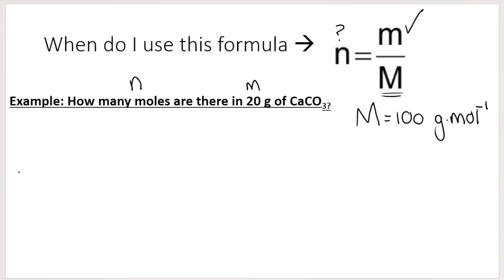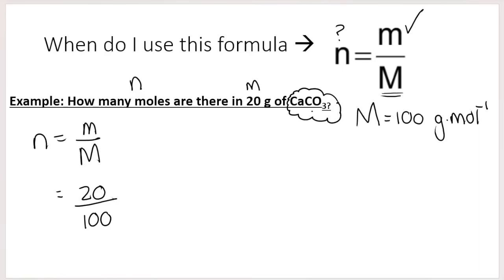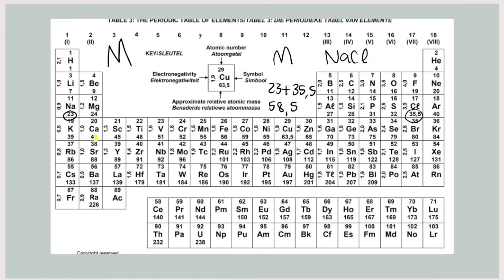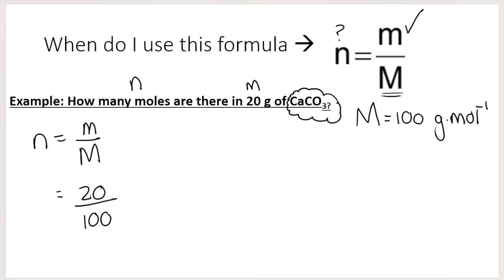So how we answer this question is we write our formula first. Then you substitute in what you're given. We're given mass, so that's 20. We're given molar mass, which is 100. Well, we weren't given 100. We figured it out from the periodic table, but we could do that because we were given the compound. Calcium is 40, carbon is 12, and oxygen is 16, but I need to multiply it by 3 because I have 3 oxygens in my compound. And that leaves us with 0.2 mole. That's your answer. Formula, substitution, answer.